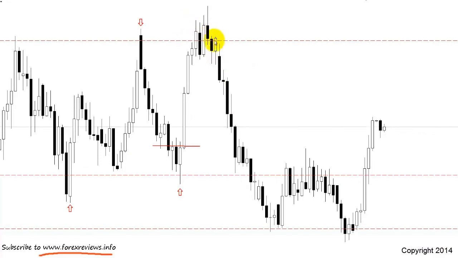And so, eventually, it turned over. And you could have entered on this candle, because we had a nice engulfing candle that broke the lows. And then what happened? The market went down. Recovered your loss. Just stick to the process.